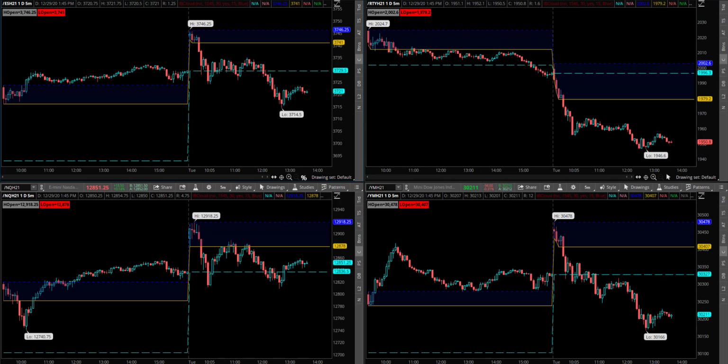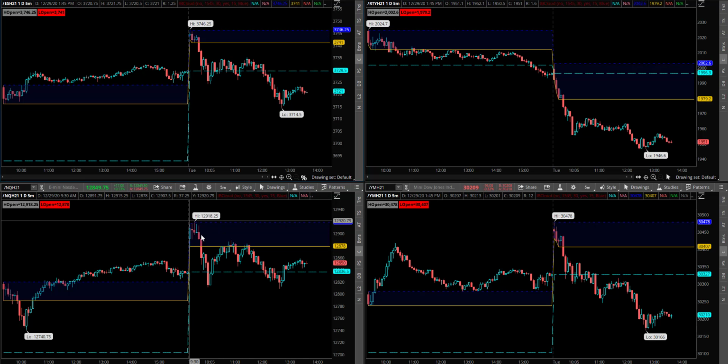So looking at the S&P up here in the top left-hand chart, you can see we opened up above yesterday's high, and we have been pushing lower pretty much all session. So we're trading in the bottom portion of the range. We opened near the top portion of the range. Similar price action taking place in all of the instruments here.